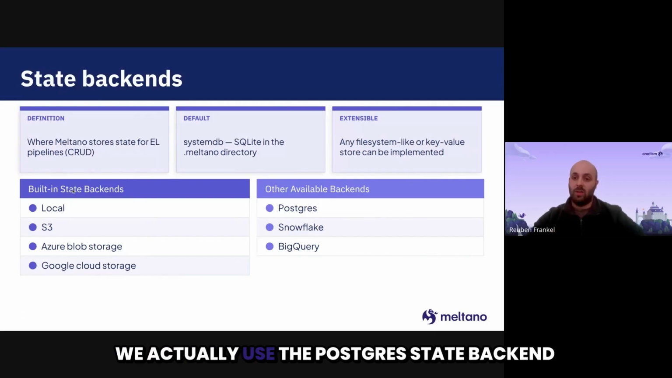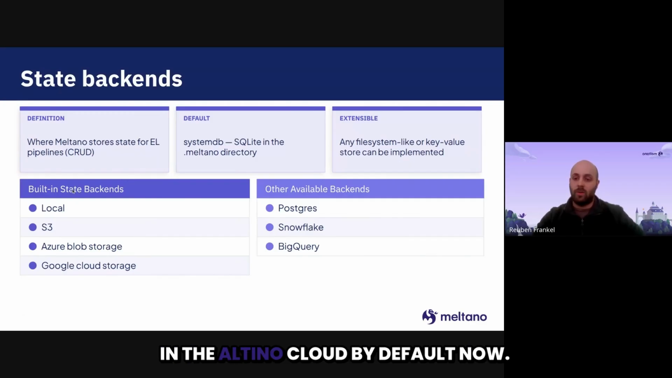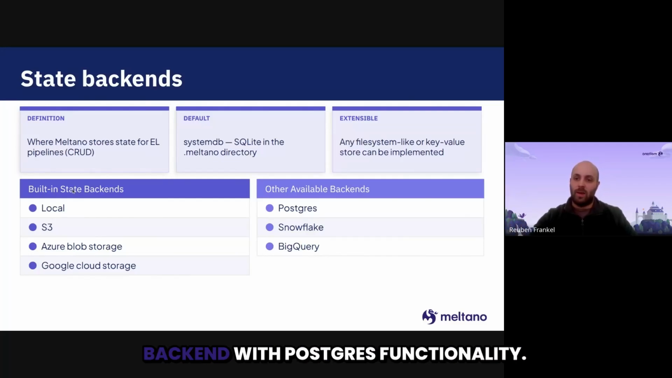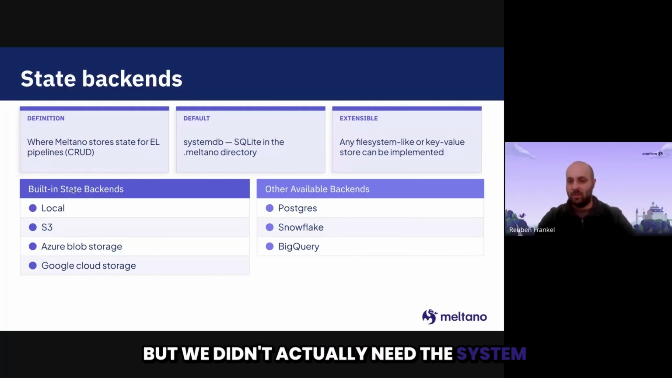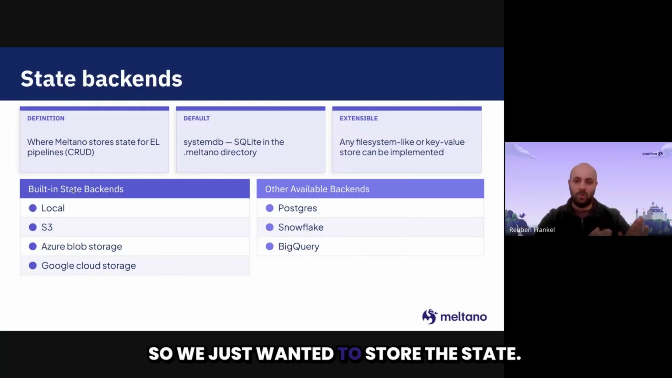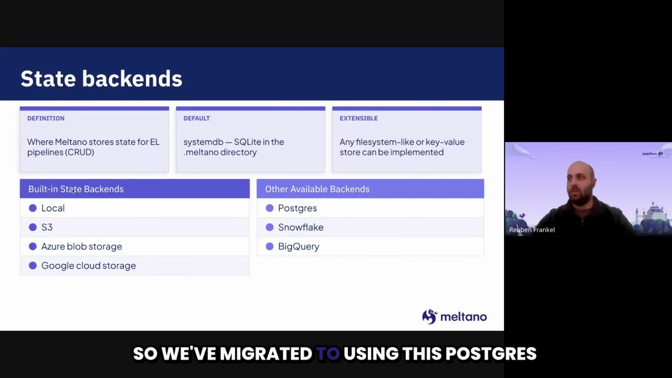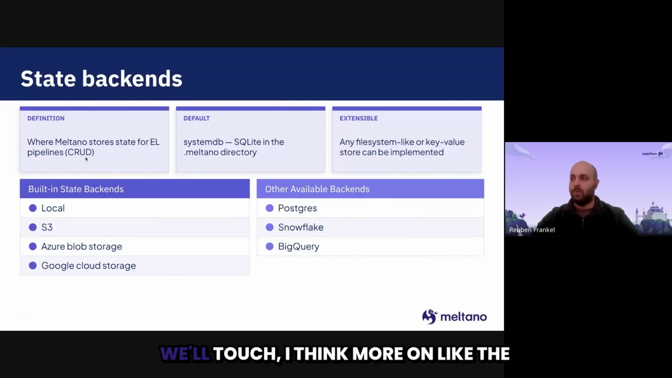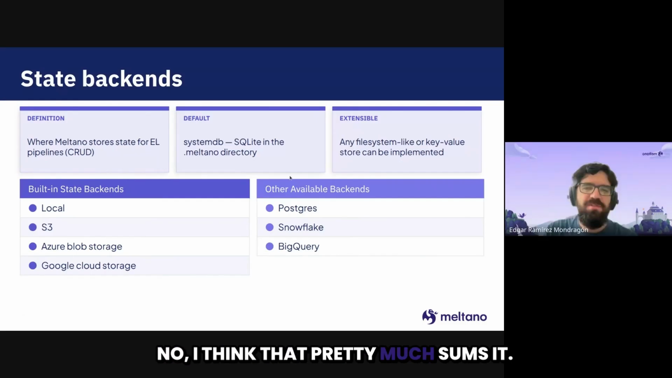We actually use the Postgres state backend in Meltano Cloud by default now. Previously, we were relying on an amalgamation of the local state backend with Postgres functionality, but we didn't actually need the system database, turns out. So we just wanted to store the state. So we've migrated to using this Postgres state backend. Yeah, and it's been working fine. We'll touch more on the specifics of these in some later slides. Edgar, anything to add? No, I think that pretty much sums it.